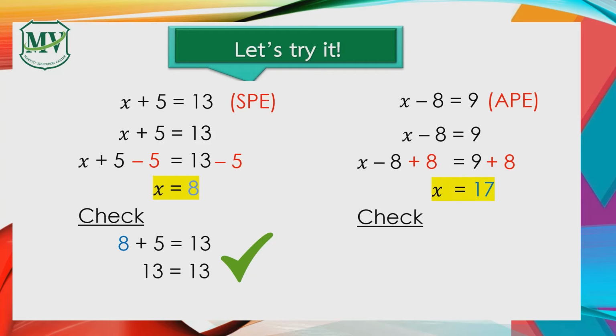To check this one, let's substitute the value of x in the original equation. 17 minus 8 is equal to 9.